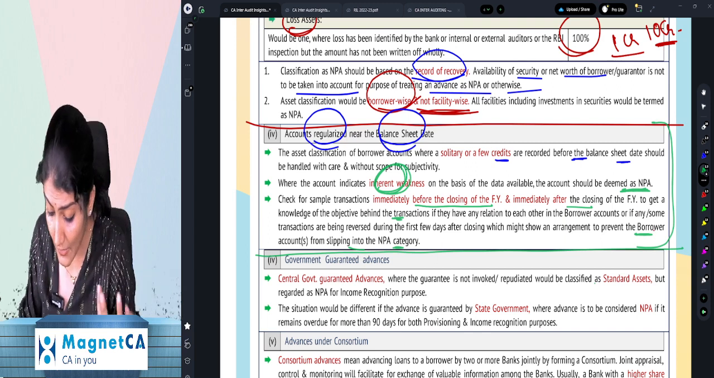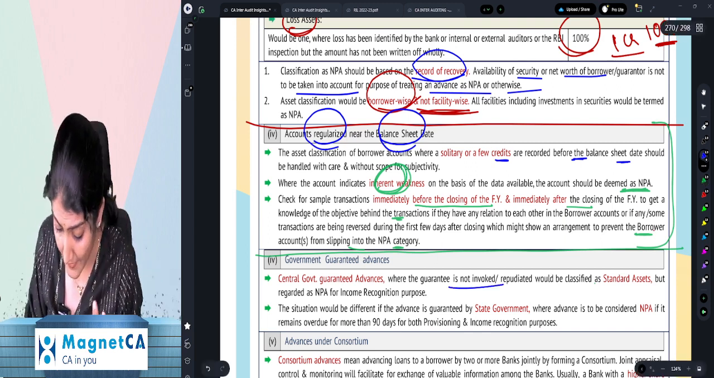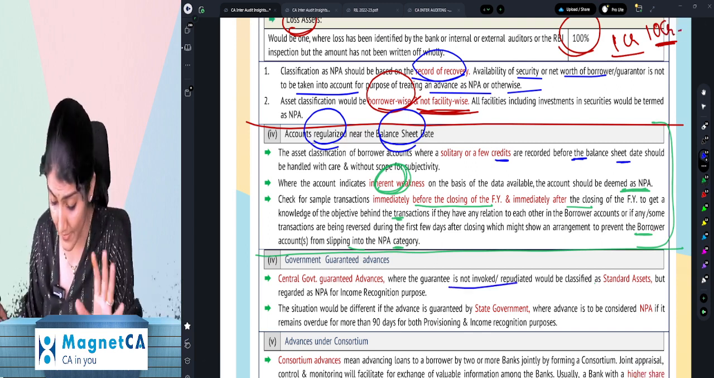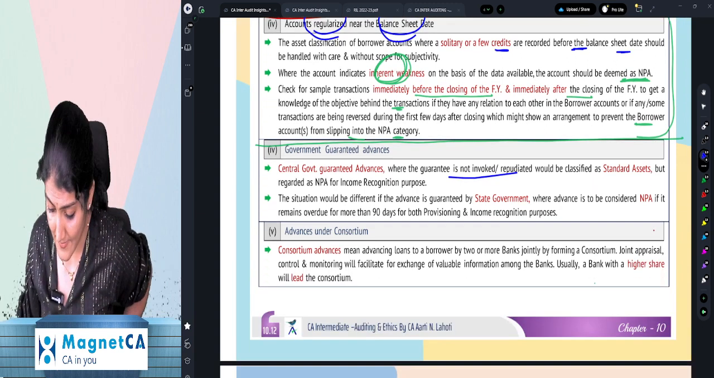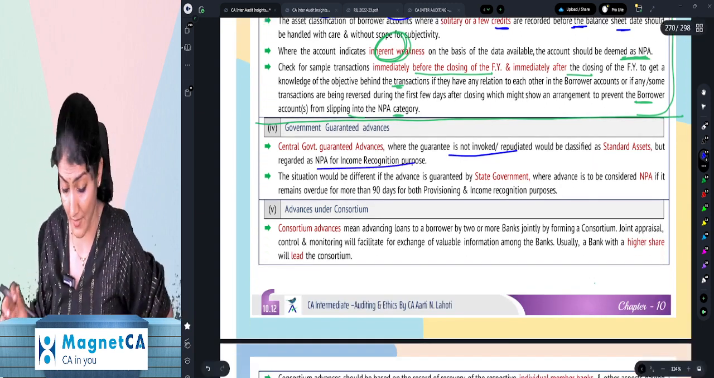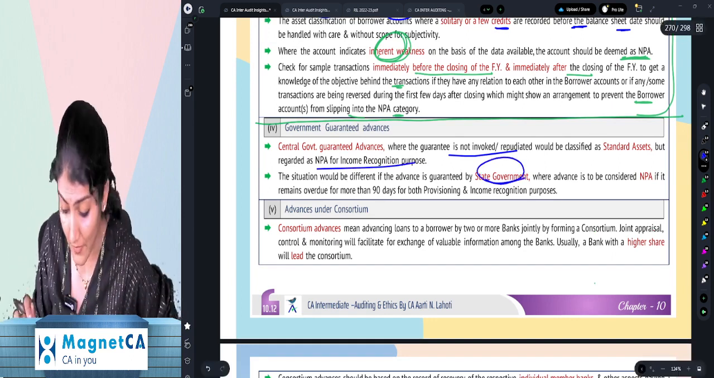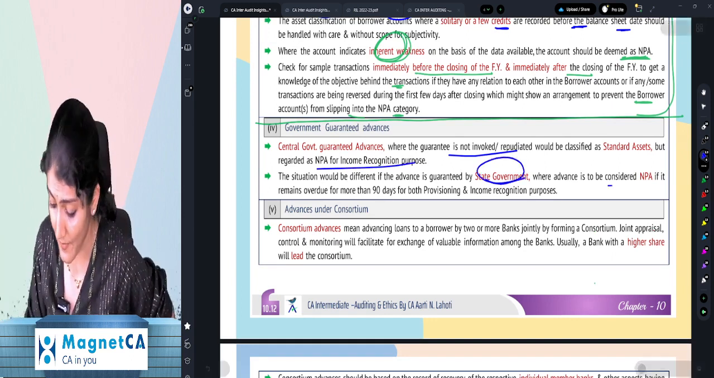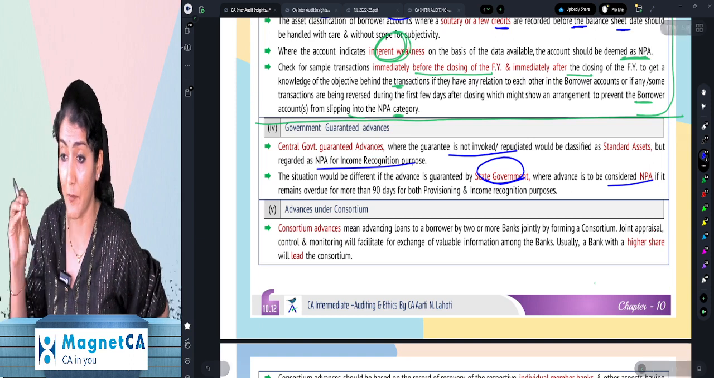Right, so central government guaranteed advances where the guarantee is not invoked or repudiated, cancelled, would be classified as standard asset but will be regarded as NPA for income recognition. And however, this will not apply to the state government guaranteed advances. There it would be considered to be an NPA.